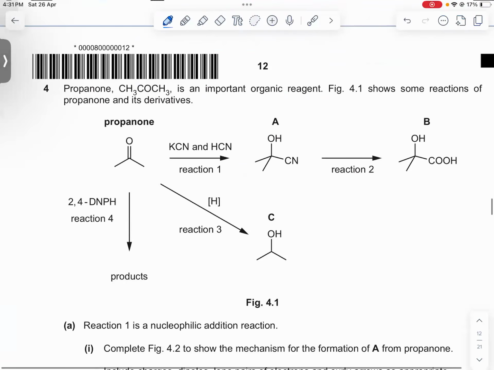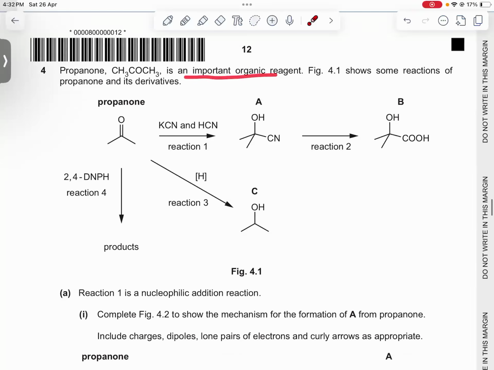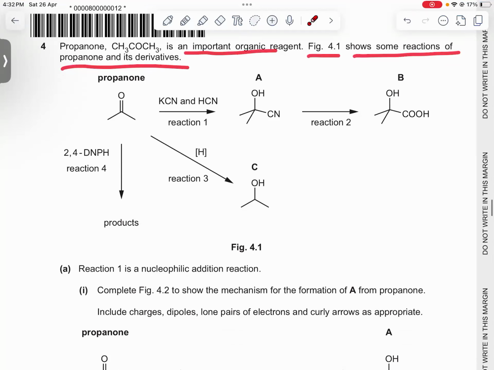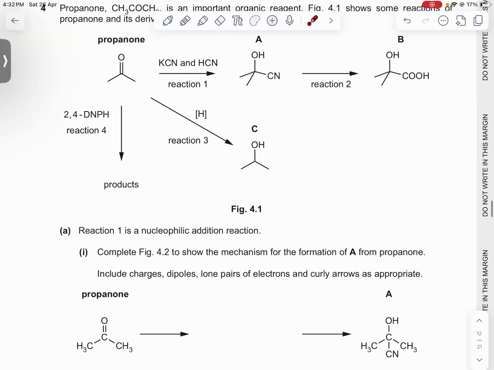Okay, next question. Propanone, CH3COCH3, is an important organic reagent. Figure 4.1 shows some reactions of propanone and its derivatives. Propanone, KCN and HCN, reaction 1, and it produces A. All right. Ketone, when reacted with KCN and HCN, it produces hydroxynitriles. Then in reaction 2, the nitrile is converted into the carboxylic acid. That is also something that is possible.